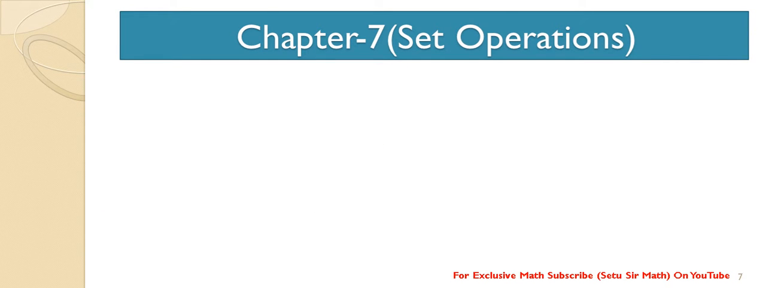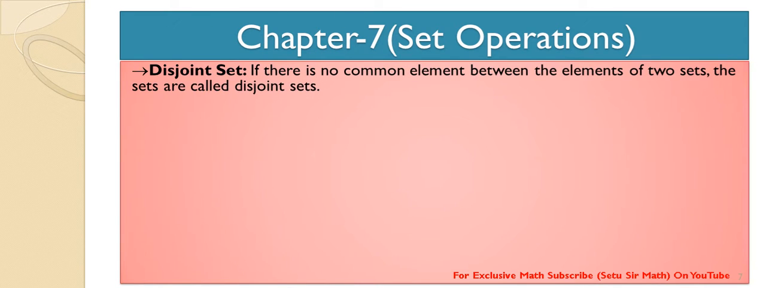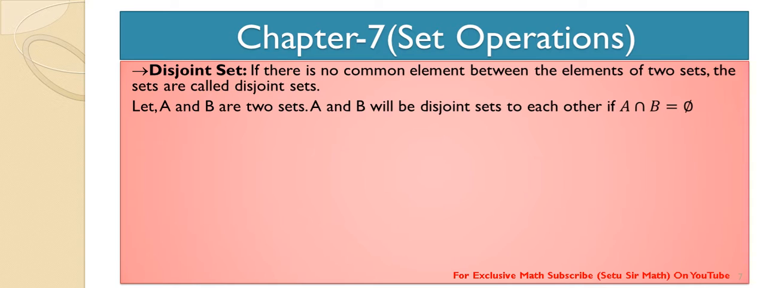Now set operations. Disjoint set. In the union of sets, what we have learned, we have to write down all the elements of the two sets, and in the intersection of sets we have to write down only the common elements. And for disjoint sets, if there is no common element between the elements of two sets, the sets are called disjoint sets. That means if there is no common element between these two sets, we will call these two sets disjoint sets.